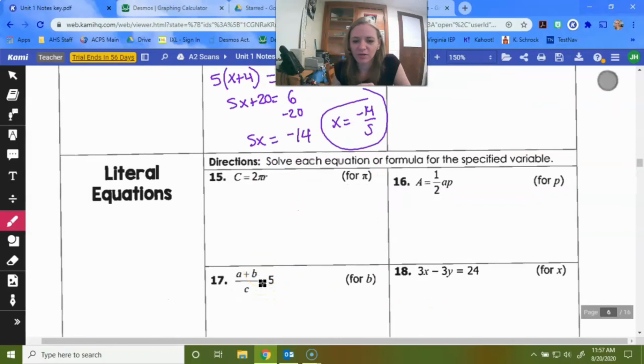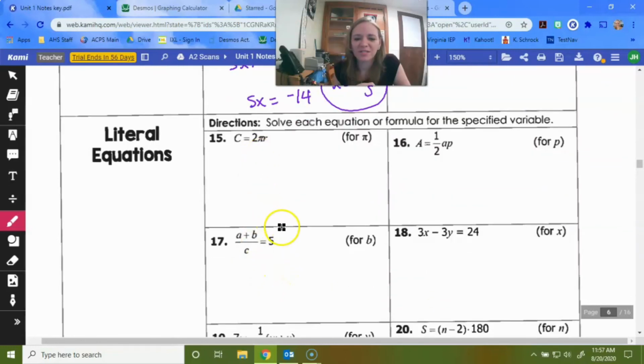Here we have literal equations. We don't do a ton of these, but we'll just go ahead and practice. All you're doing is isolating for the variable that it says, or in this case, pi is not really a variable, pi is a number. So we're going to isolate pi. Whatever pi is next to, I've got to get rid of. Do the opposite: 2 times pi, so I want to divide by 2.